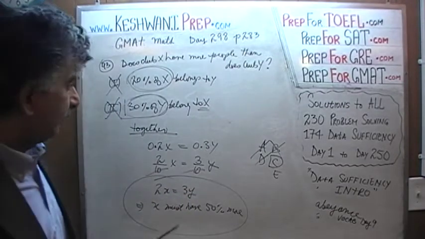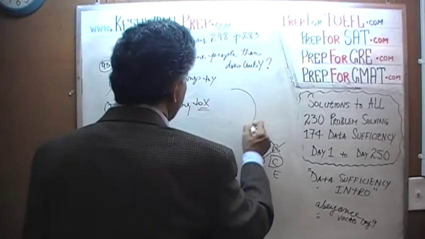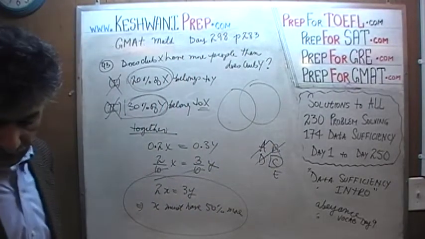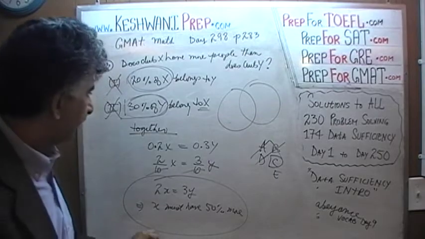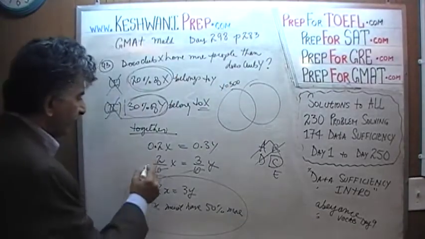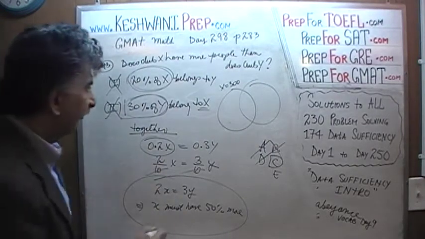Now if you wanted to show this scenario in a Venn diagram, that's also very straightforward. We just make up numbers here. Make up some numbers which are multiples of 2 and 3. How about we pretend that X is 300. If X is 300, 20% of X would be 60. That will go here.